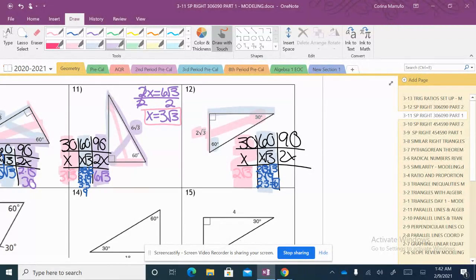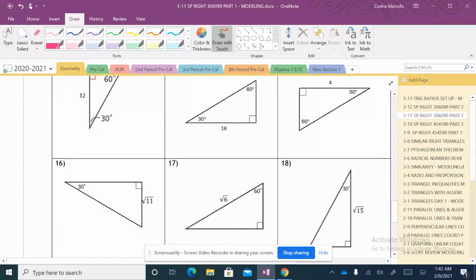Okay, and then the last side is the one across our 90-degree angle. So if it's across my 90-degree angle, I'm going to have to take 2 and multiply it times x. So I'm going to take 2, and my x is 2 times the square root of 3. Now 2 times 2 gives you 4, so it's 4 times the square root of 3.